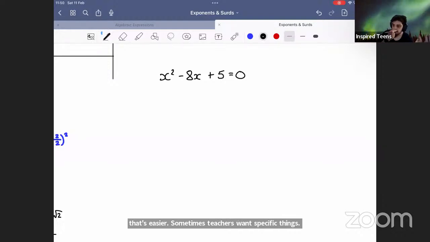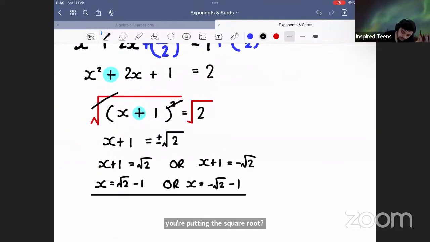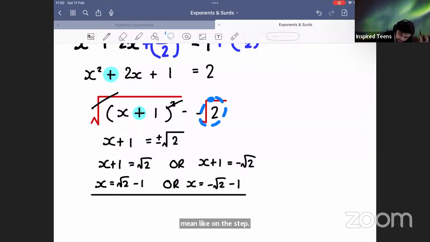Aren't you supposed to introduce the plus minus when you're putting the square root? That's what I did. When you square root both sides, oh, you mean like on this step? Yes, correct. That's technically true. I think this is what you mean.